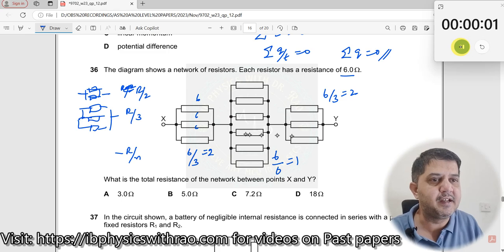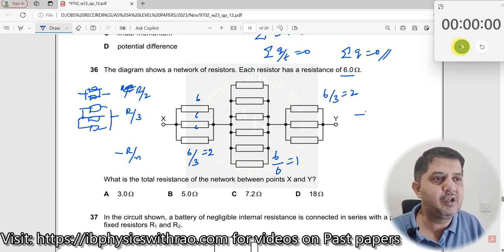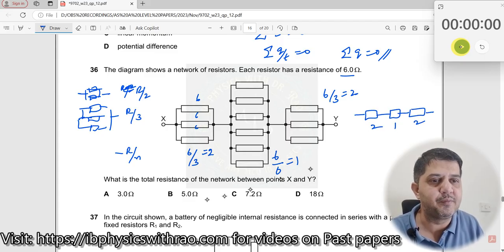Now what is happening over here? I have three resistors that are in series. The first one is 2 ohm, then you have 1 ohm, then you have a 2 ohm over here. What's the effective resistance? 5 ohms. The answer is B.